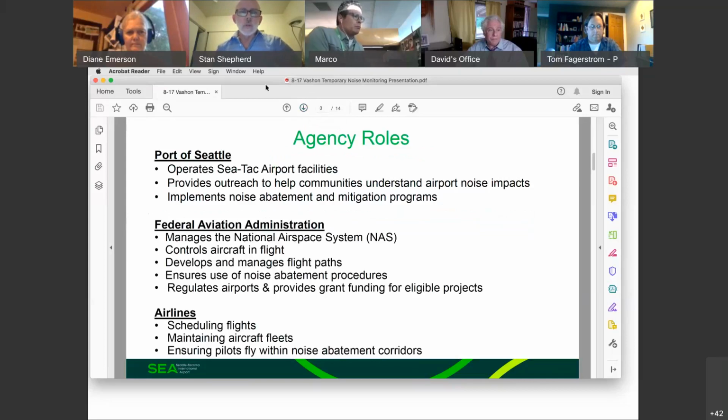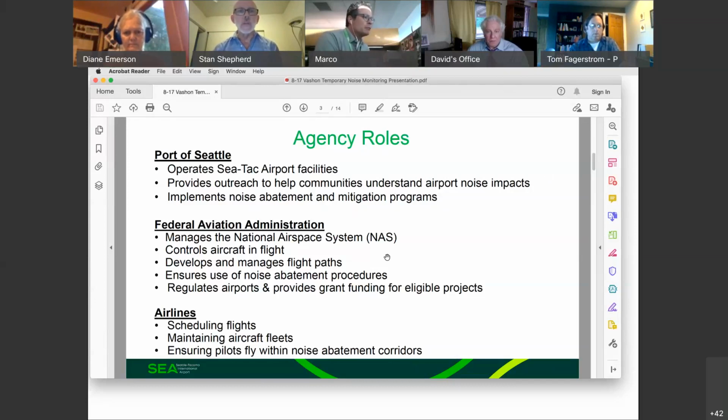So I really want to go over the different roles that the agencies have in aviation. And there's basically three different kind of agencies associated with this. We're the Port of Seattle, and we own the airport facilities at SeaTac Airport. So we're the ones that actually have the terminals and keep all the facilities operating at SeaTac. We do provide outreach to help communities understand airport noise and the impacts associated with it. And we implement what we call noise abatement and mitigation programs.